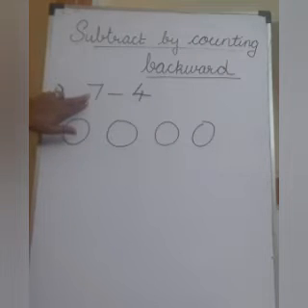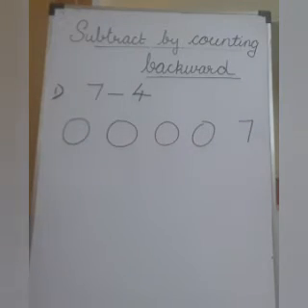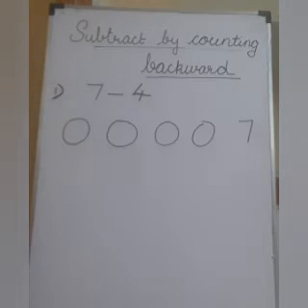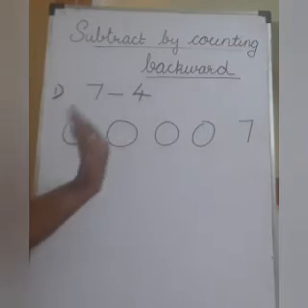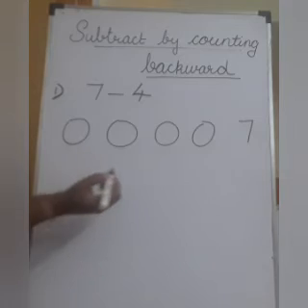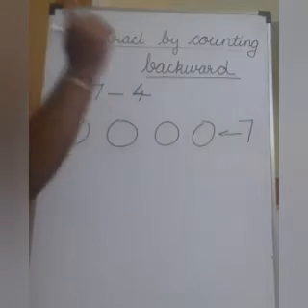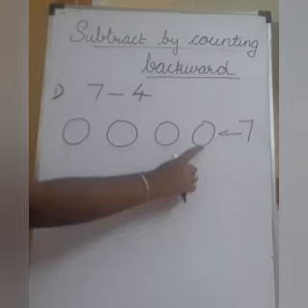Then look to the first number. What is the first number? It is 7. Let us write the first number at last. Now we are going to do the subtraction by counting backward. It is not forward, my dear kids. We have to count backward 4 numbers from 7. We have already studied the number steps, isn't it? Can you tell me which number comes before 7?